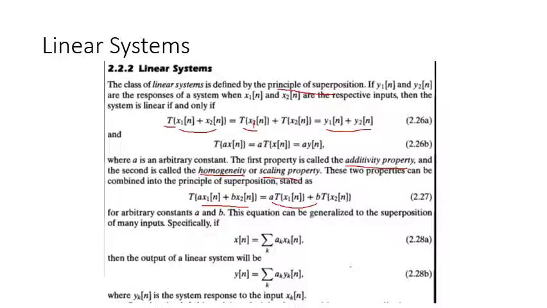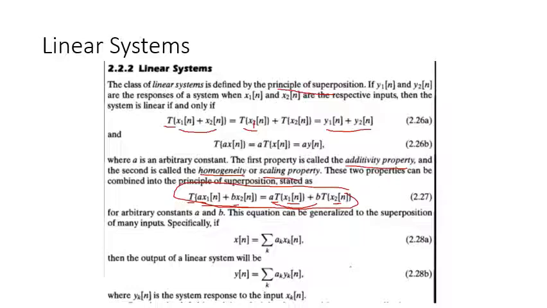In a linear system, all you need to do is check if there is an addition at the input, there must be addition at the output. If there is scaling at the input, there must be scaling at the output. Similarly, here you can see that we have scaling at the input and then we are passing it through the system. Here, we are passing x1 through the system, then we are scaling. These two must be equal. It means that it doesn't matter whether we scale first or pass through the system first, the output should be equal.